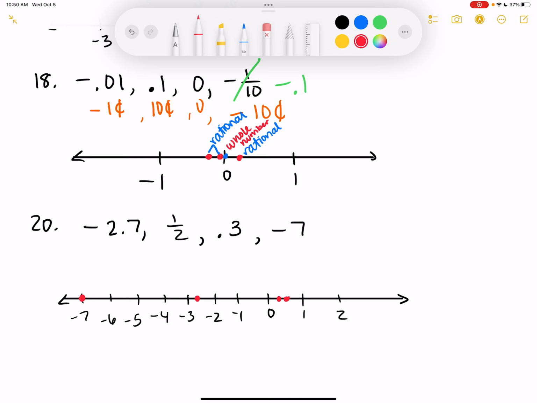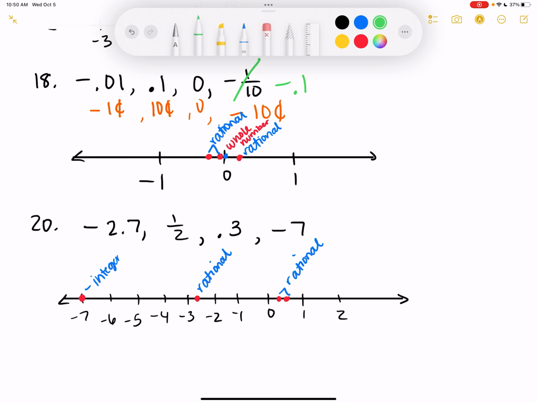All right, so then what is minus 7? Negative integer. What is minus 2.7? Rational. What is, let's see, 0.3 was the next one. What's 0.3? Rational. And what about the half? Rational. So we can just do both of those as rational.